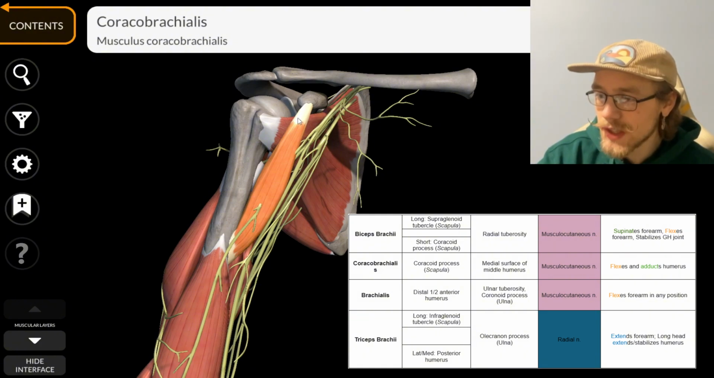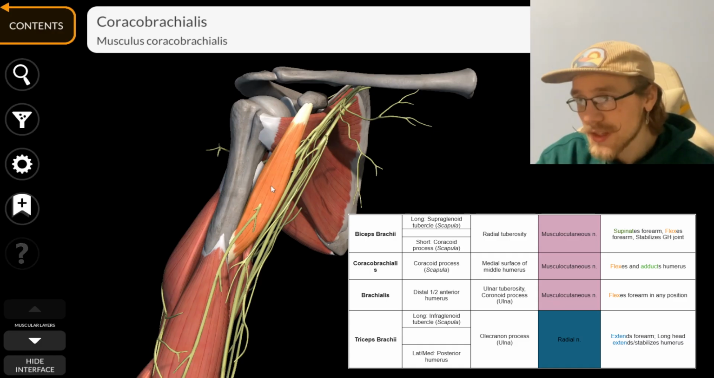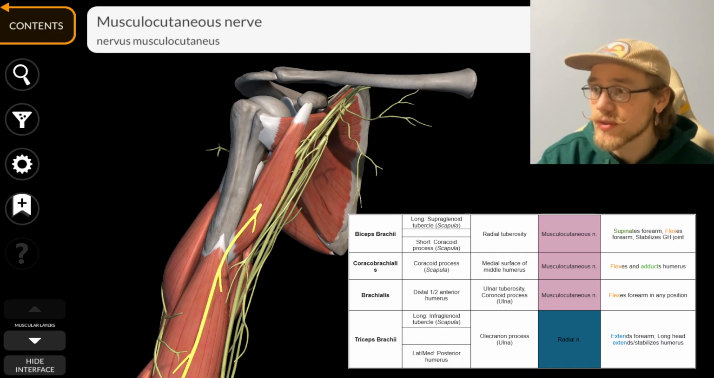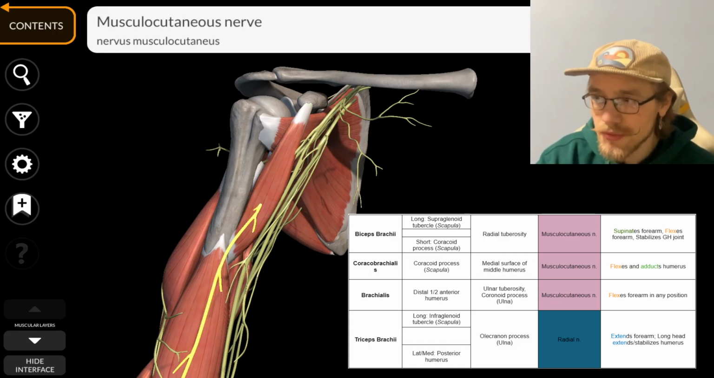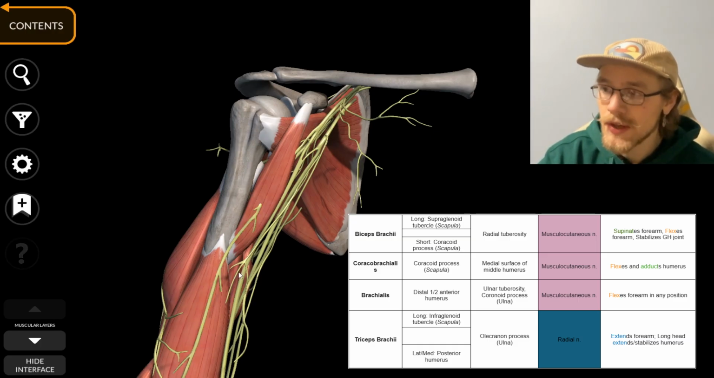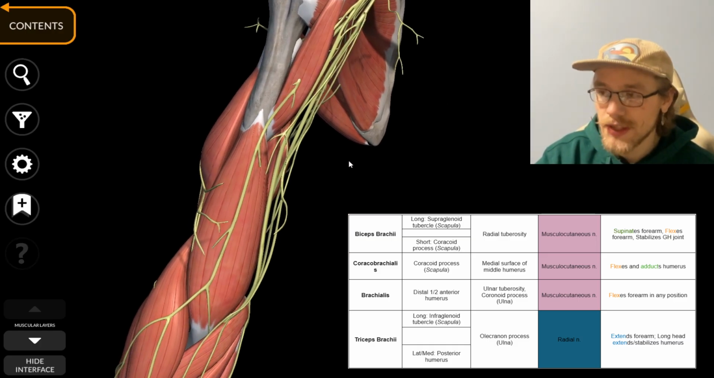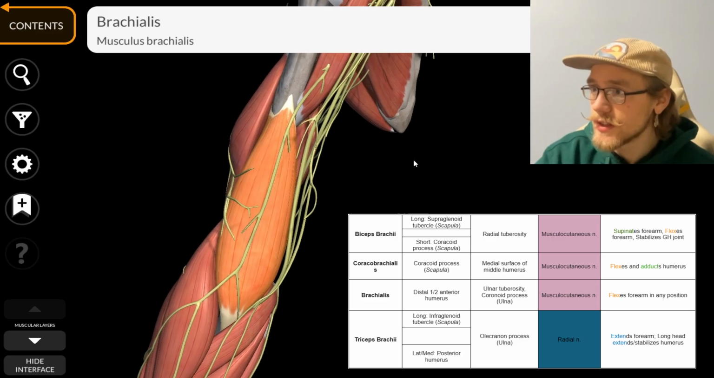It's going to flex and adduct the humerus. It's also got the musculocutaneous, which I believe goes right through it. Yep, look at that right there. Beautiful picture, beautiful diagram. Next we have the brachialis, which is going to be this guy here.